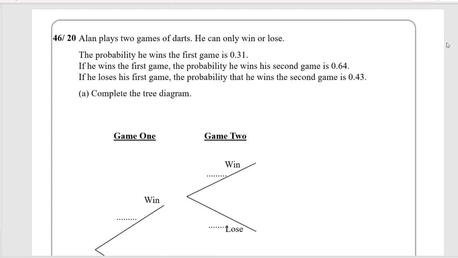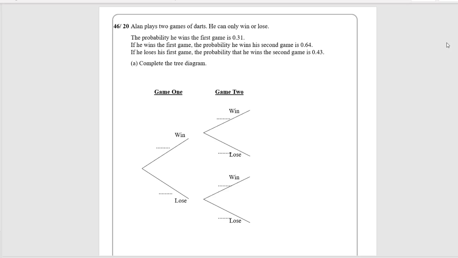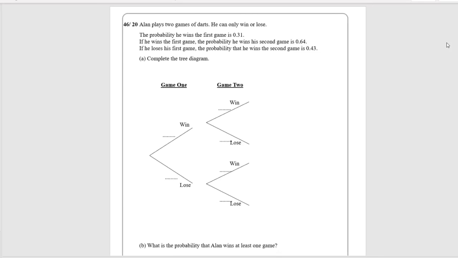Next, we have a probability tree diagram question. Okay, Alan plays 2 games of darts. He can only win or lose. The probability he wins the first game is 0.31. If he wins the first game, the probability he wins the second game is 0.64. And if he loses his first game, the probability that he wins the second game is 0.43. Complete the tree diagram. So for the tree diagram, the probability he wins the first game is 0.31. So we got the first information here, 0.31.